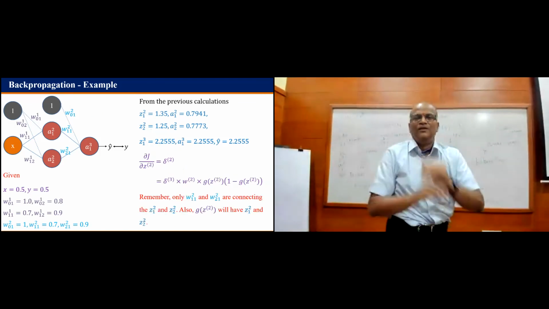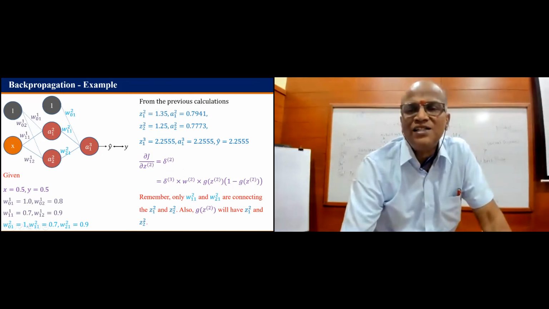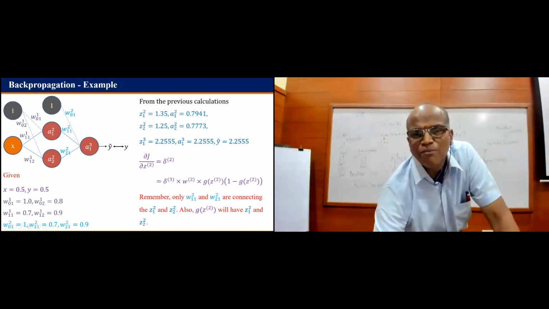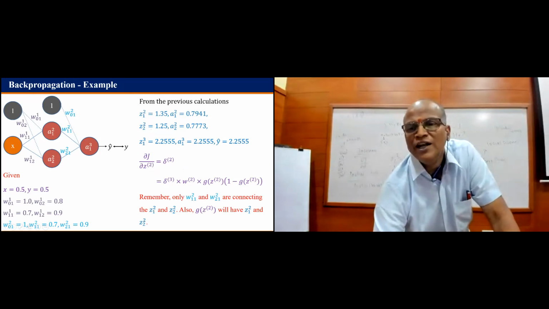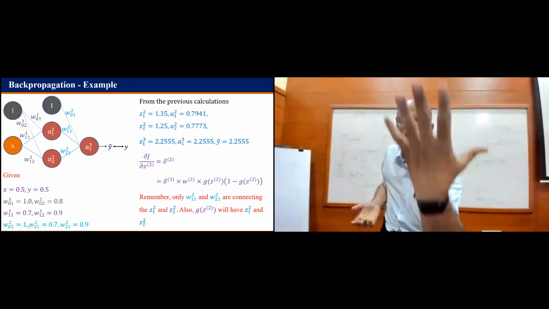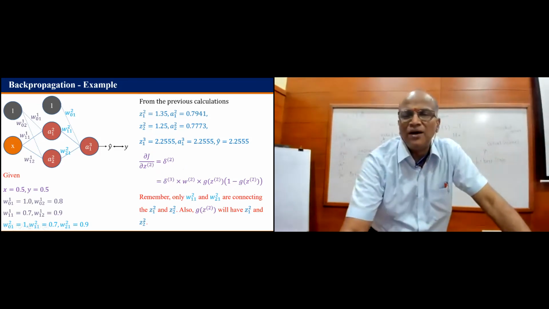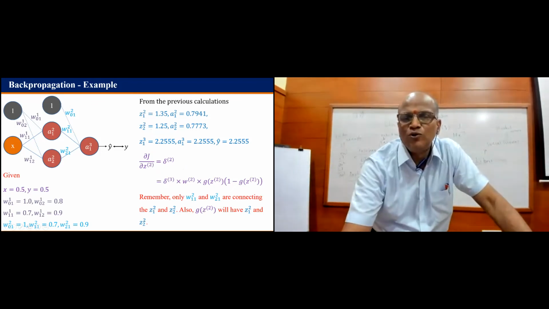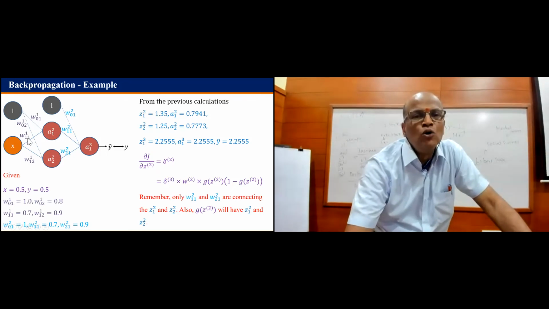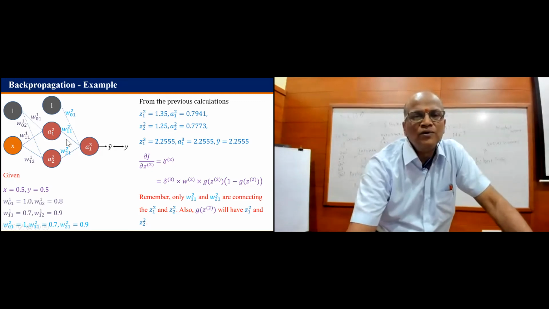Now, from the previous calculation, dou J by dou Z2 is delta 2. Now we use backpropagation. Delta 2 is nothing but delta 3 times W2 times G of Z2 times 1 minus G of Z2, because that is the derivative of the sigmoidal function. Now, please remember that Z12 and Z22 are connected only by W112 and W212. All right.